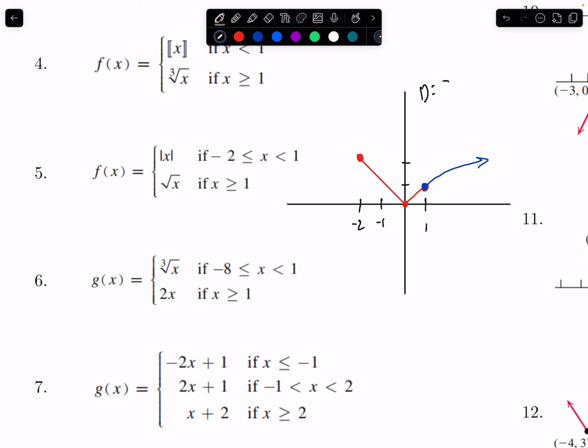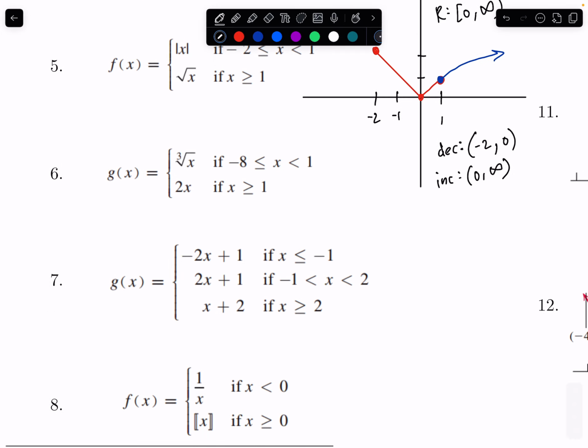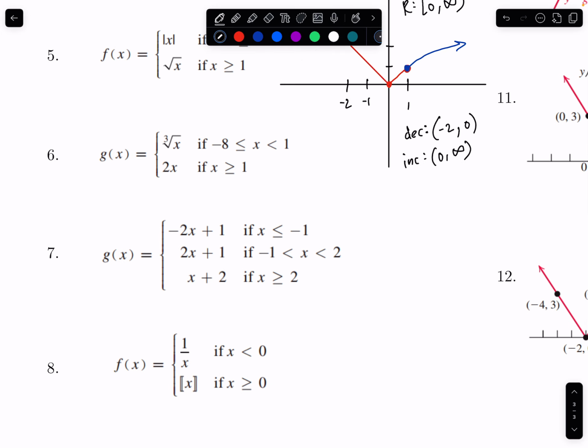Okay, answer the questions now. Domain is, this time starting from -2 and then onwards forever. The range, the smallest it gets is 0, and then it gets as big as you like. Okay, we're decreasing from -2 up until 0, and then after that, we're increasing. Okay, that was number 5.